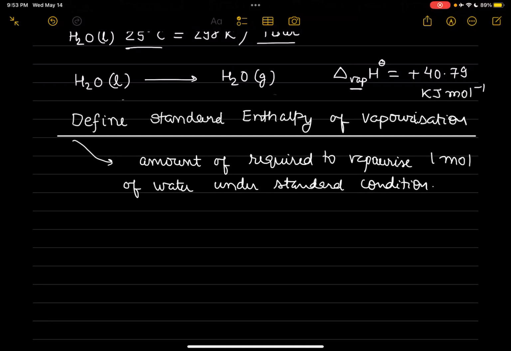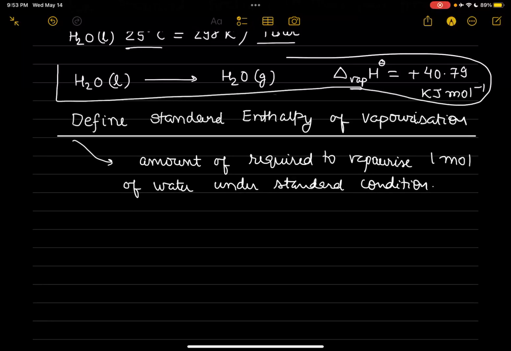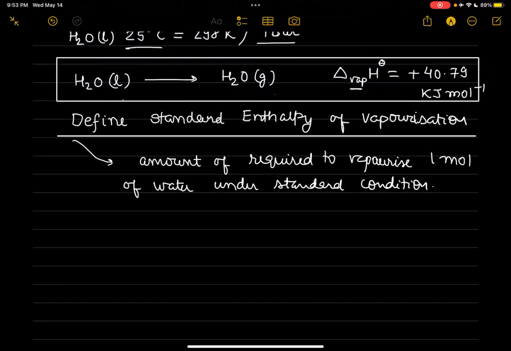Is it clear? So you write it like this. This is known as thermochemical equation, where you write the equation, and along with the equation you write the symbol of delta H also with the sign for 1 mole of reaction. Make sure that this equation is balanced. Is it clear? Very important.